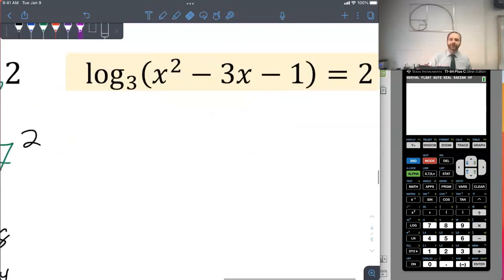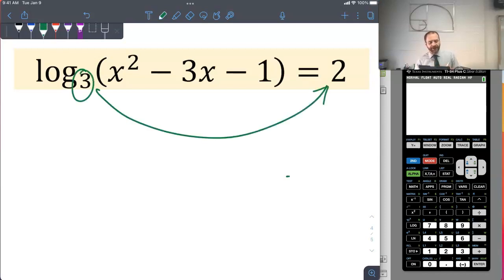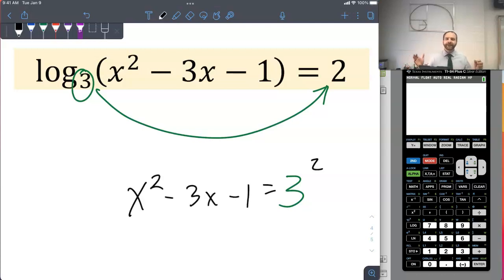Here we are. Intimidation. Log base 3 of the quantity x squared minus 3x minus 1 equals 2. You may be freaked out. But even something like this is still the same idea. And I'm not going to do the whole what power. I'm going to circle the base, and I'm going to go bump it, and I get 3 squared equals x squared minus 3x minus 1. And I have right there a quadratic. The log goes away, poof, because we went to exponential form.